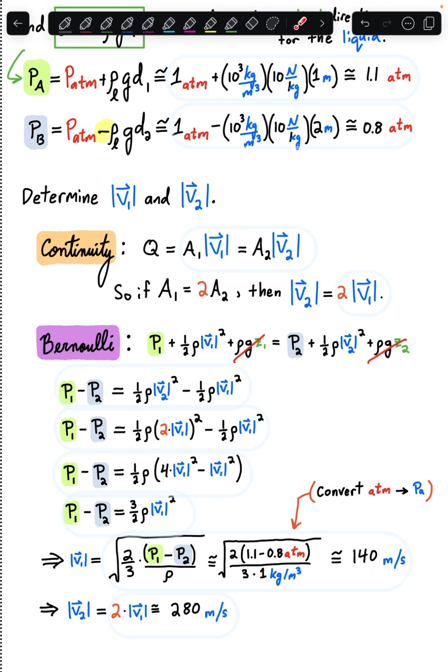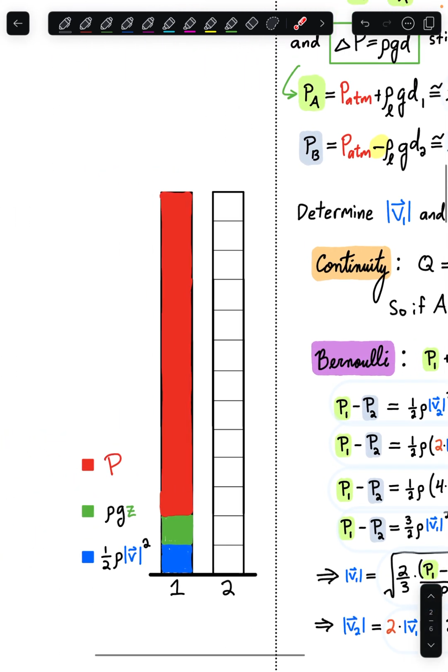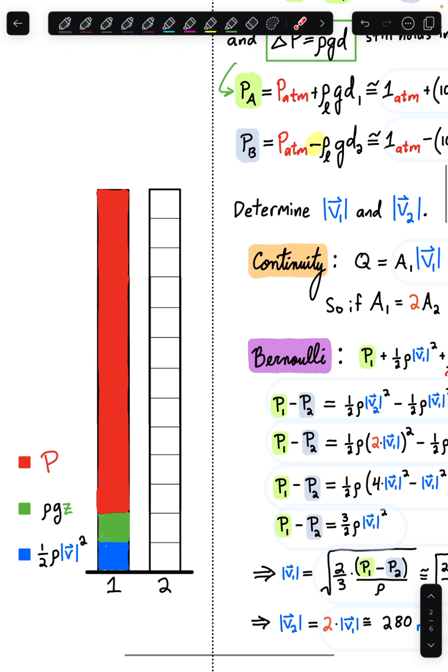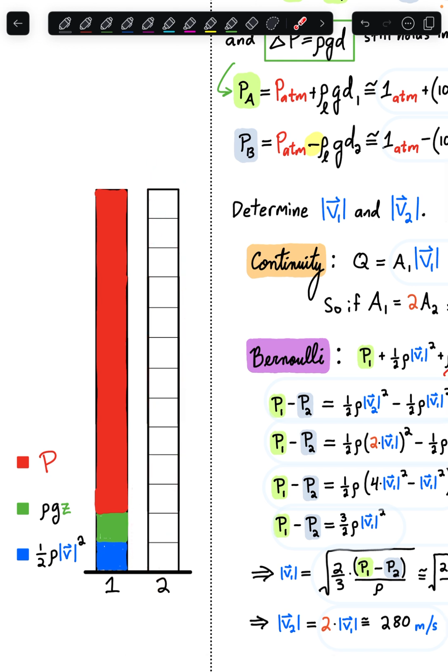All right, and for a little visual comparison here, suppose here are our 3 Bernoulli terms at point 1. Could you fill in this bar graph at point 2, noting how much kinetic energy we've gained and how much the pressure has changed? Yeah, you go ahead and do that. Pause the video a moment, use what you've learned, color in this bar graph at point 2. You got it?